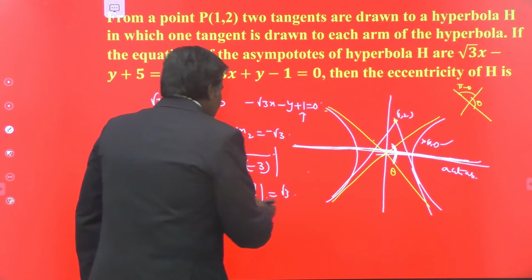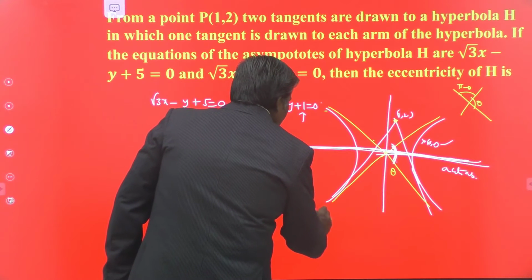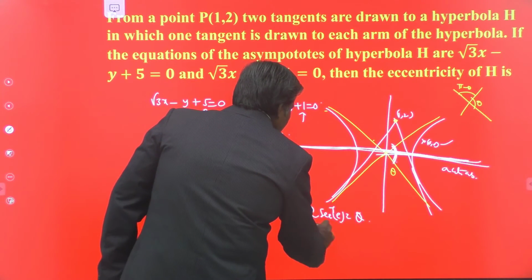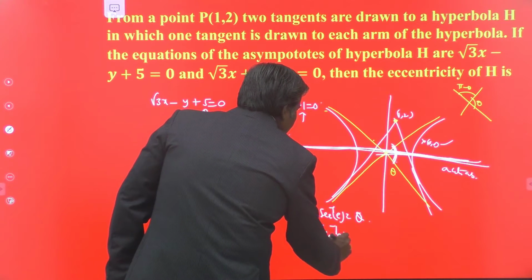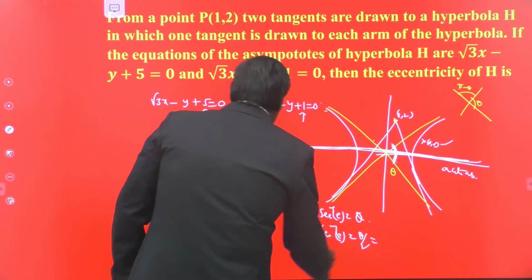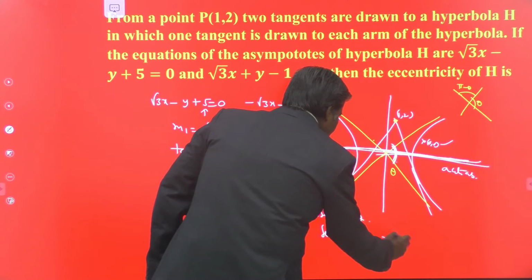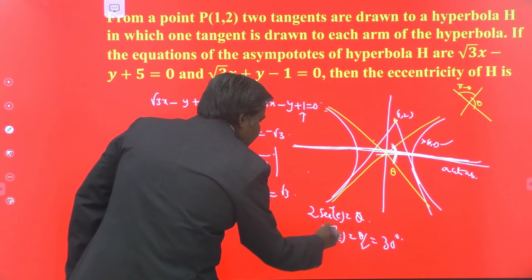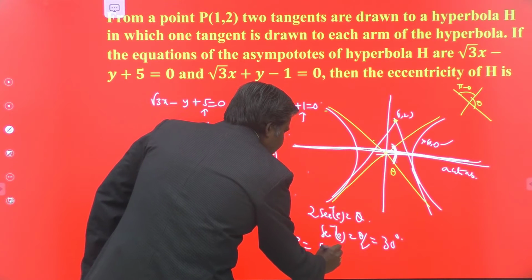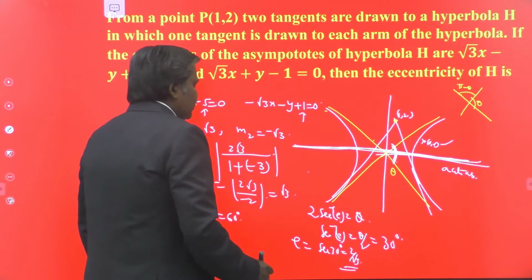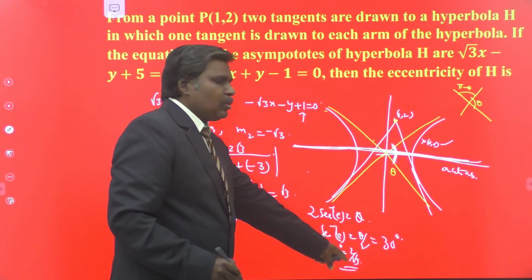You have the formula 2 secant inverse e is equal to theta. Secant inverse e is equal to theta by 2. So theta by 2 is 60 by 2, that is 30 degrees. So the eccentricity e is equal to secant 30 degrees, that is nothing but 2 by root 3. Therefore the eccentricity of the hyperbola is 2 by root 3.